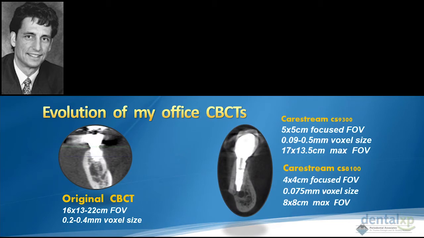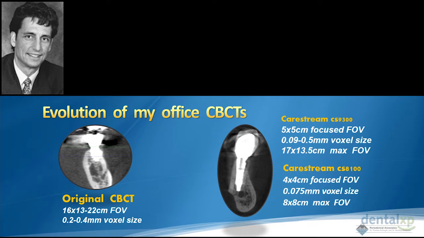So the evolution in my office has been our early CT scanner. I was the first in Oregon to get a CT scanner, and this was in, I think, 2007, 2008. And we could see quite a bit with that scanner, but they've improved tremendously. More recently, I have a CS9300. We got that 4 or 5 years ago, and you can see with the CBCT image on the right, you can see things that you couldn't see with the initial ones.